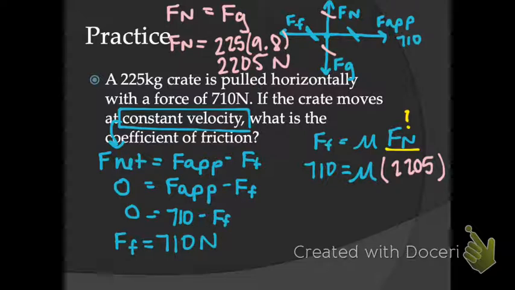Okay, then to solve for my coefficient, which way would I divide? You divide. Right, I'm going to take 710 divided by 2205. So I should get a number less than 1, I hope. All right. Obviously, right now I'm looking like that's going to happen.